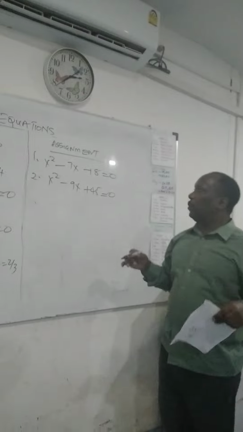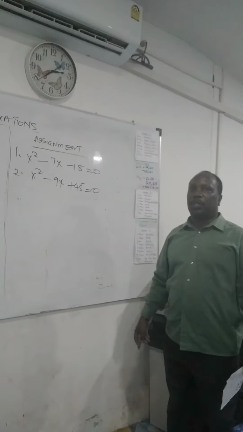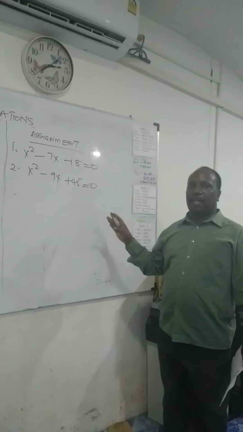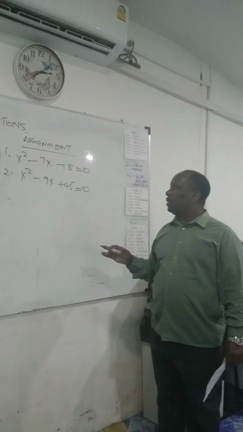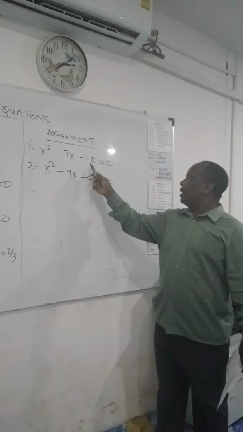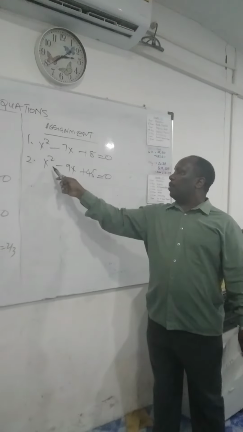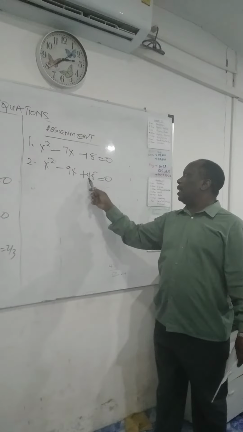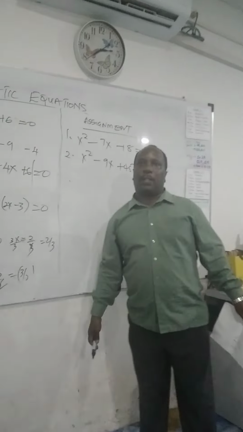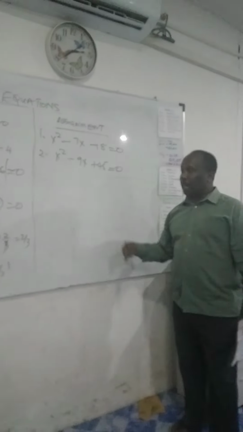I want to give you 1 minute to copy these questions, and then when you get the answers, you are going to respond. Work out, copy them. The first one is x squared minus 7x minus 18, and the second one is x squared minus 9x plus 45 equals 0. Just follow the steps that we have followed, and you are going to enjoy.